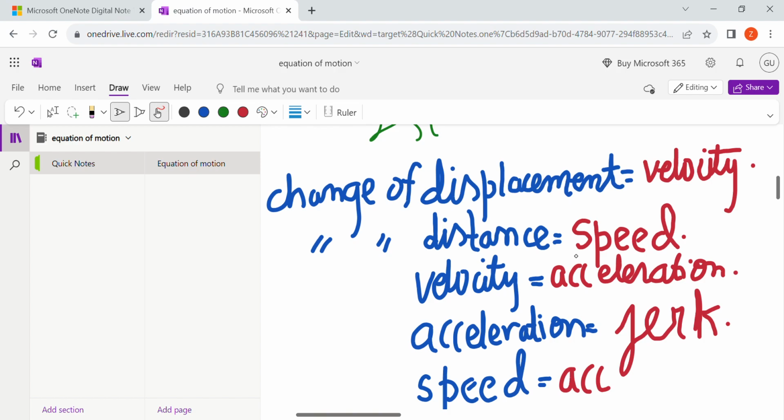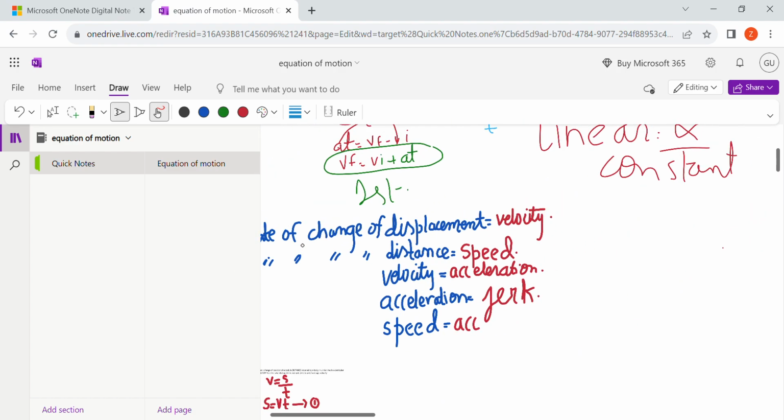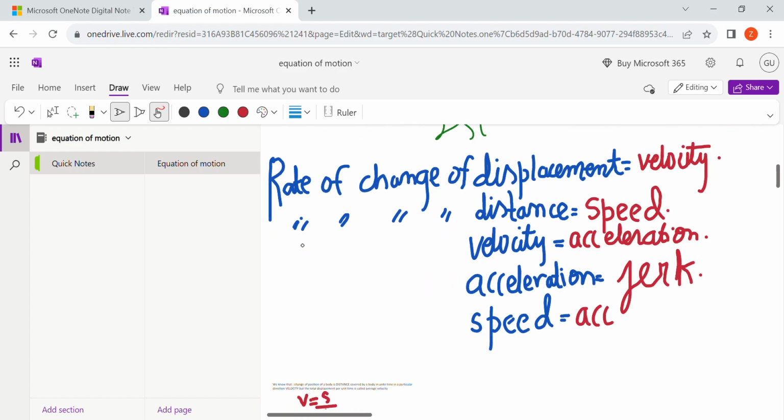Now in this video we are going to prove our second equation of motion. But before that, let me just remind you of some important lines that we have done in our previous classes. Okay, so let's just do that.